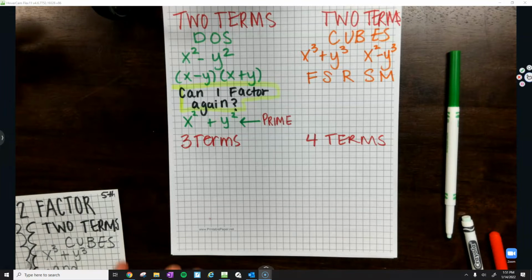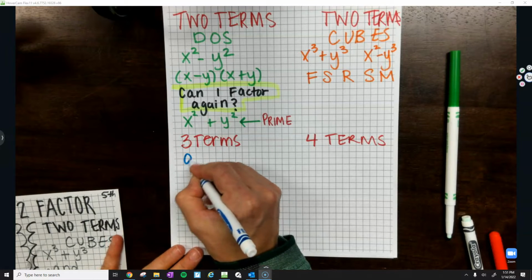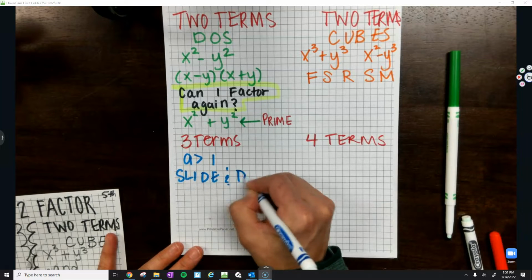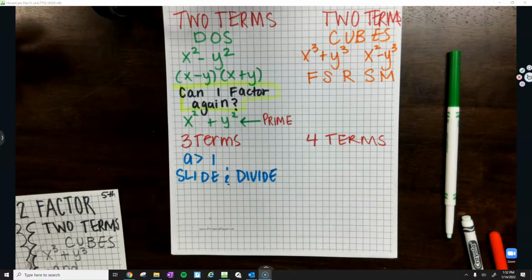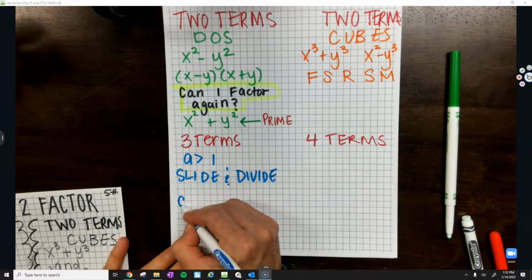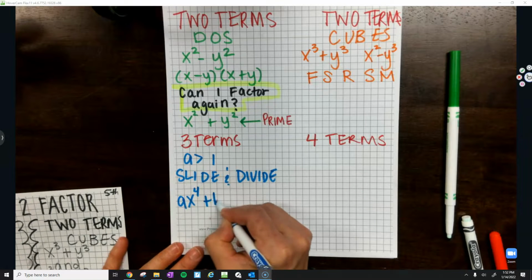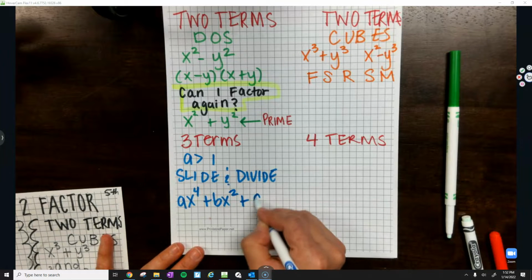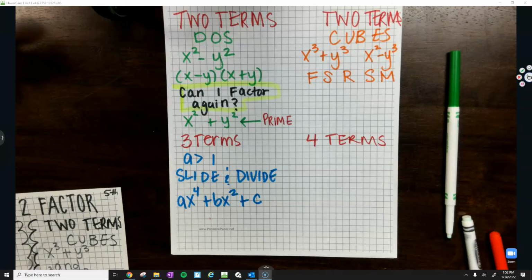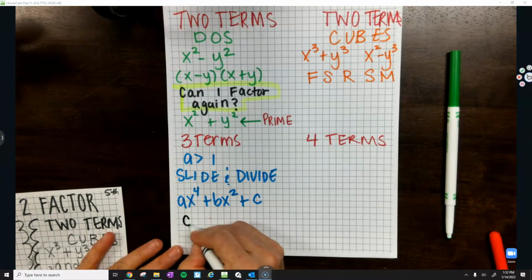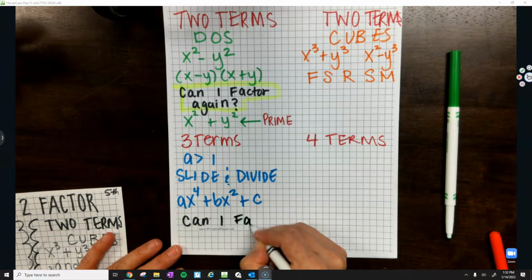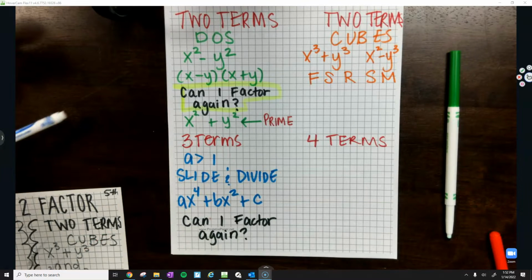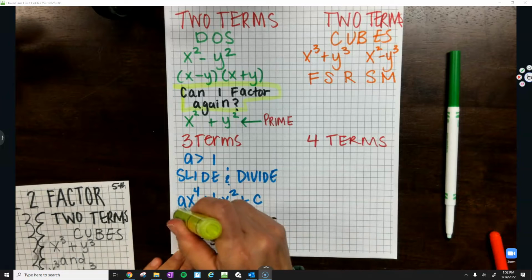Y'all know this. Remember 3 terms, when A is greater than 1, you dance, slide, and divide. And also, you're going to start seeing stuff like this. Notice that exponent is really high. That exponent is a 4. So when you see stuff like this and you factor it, you got to ask yourself the same question. Can I factor again? And I'm just going to highlight that because that's pretty important.